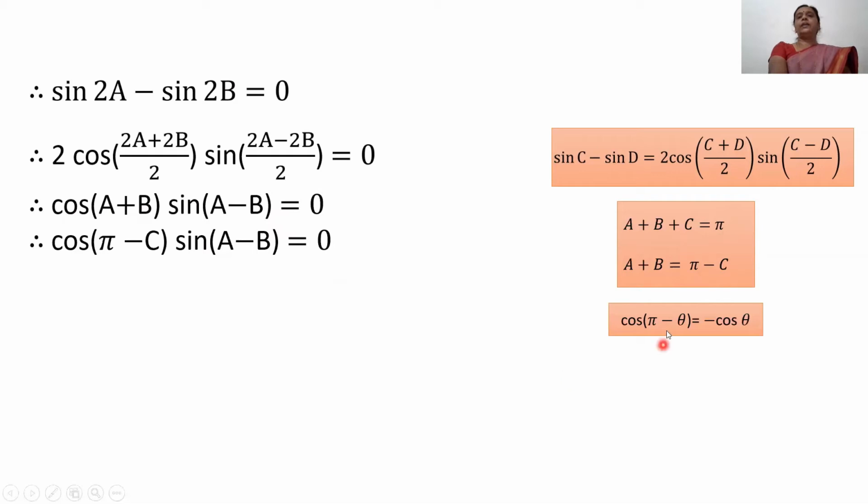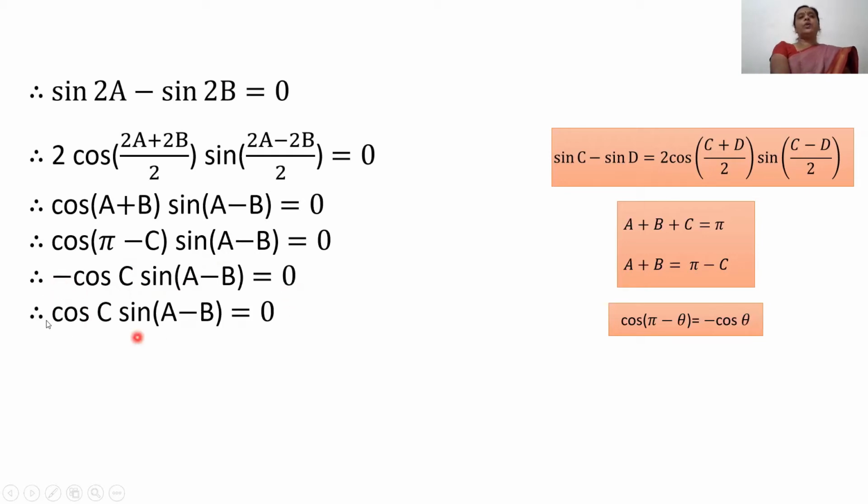Again, from the allied angle formula, you know that cos (pi minus theta) is equal to minus cos theta. Therefore, in the next step, for this cos (pi minus C), we will keep the value minus cos C. And this sin (A minus B) as it is. And this equation becomes minus cos C sin (A minus B) is equal to 0. Then in the next step, you take this minus sign to the right hand side. Now, the product of these two terms is 0.